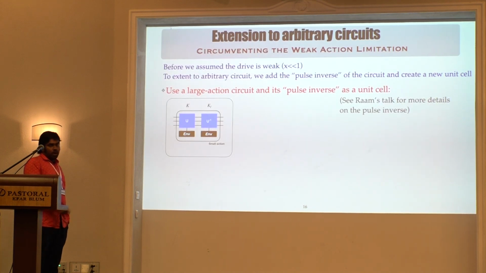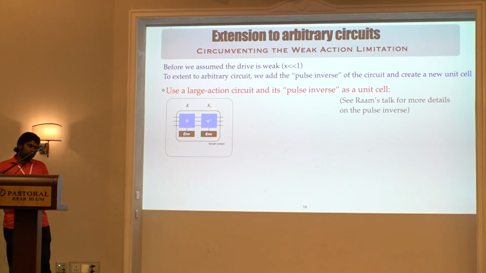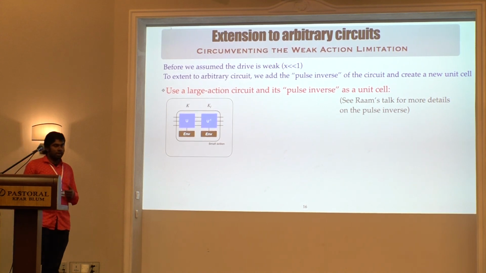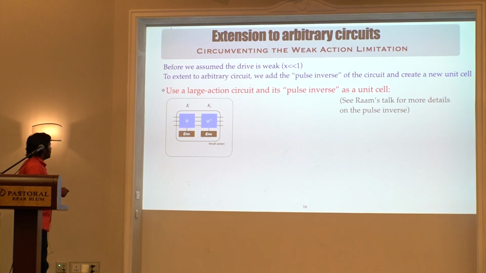So now I will tell you the story of how to extend our formalism for an arbitrary circuit. What I showed is true only when you have the slowly varying R_n, but how do we generalize this formalism? Look at this unit cell, where we have U and U inverse, and it's connected to the environment. So what is U inverse? U inverse is the pulse inverse of U. So this makes your unit cell. As a whole, this is kind of a small action.